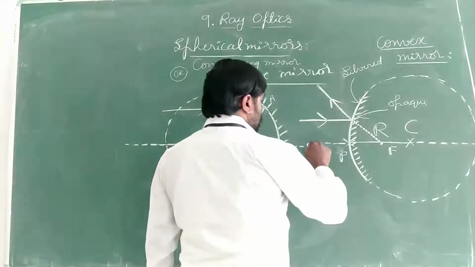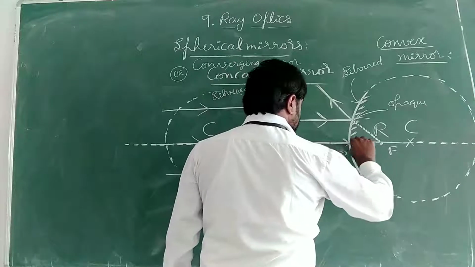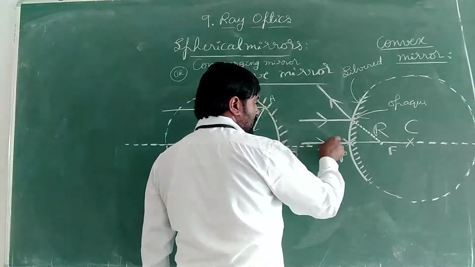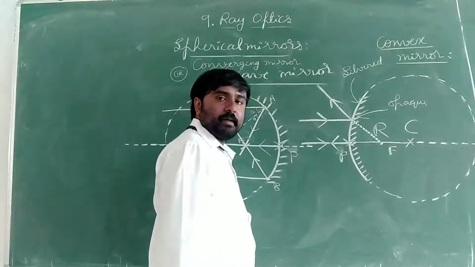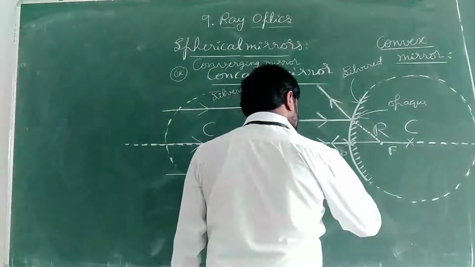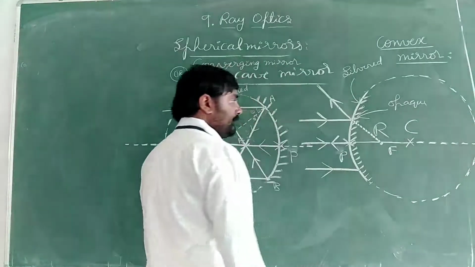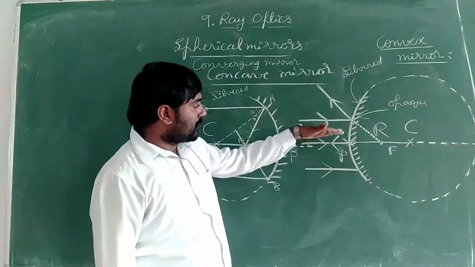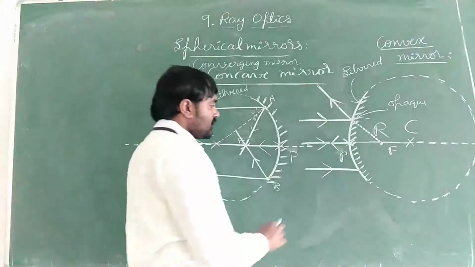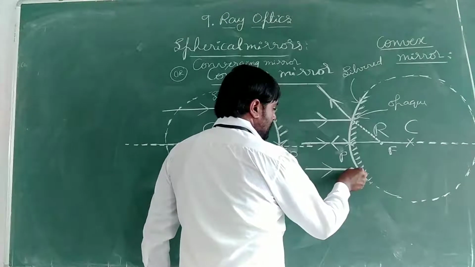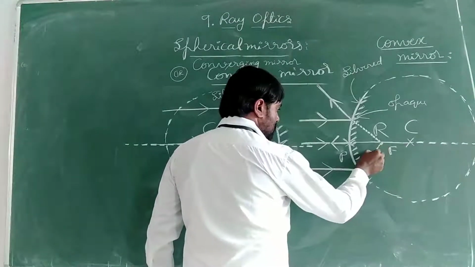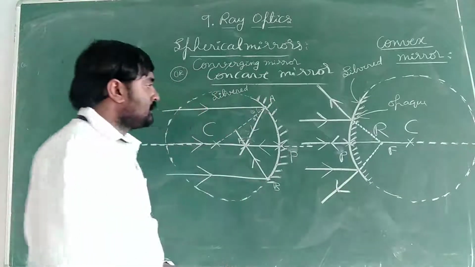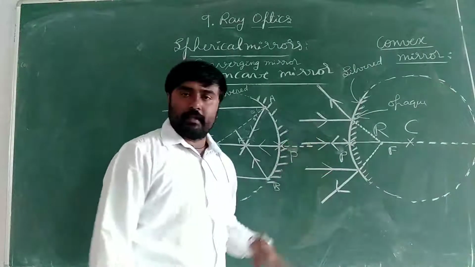Now consider one more ray incident at P. Now the line through P is the normal. A ray incident normally will retrace the same path after reflection. So a ray of light is incident on the silver surface of the convex mirror, parallel to the principal axis. After reflection, the reflected ray appears to diverge from the principal focus. Now look at this diagram carefully.